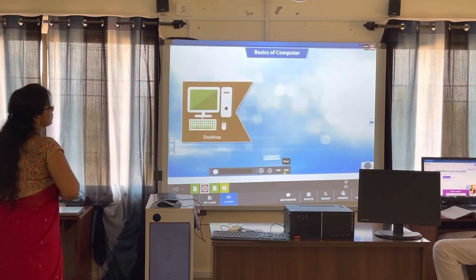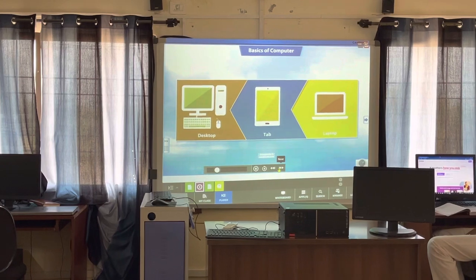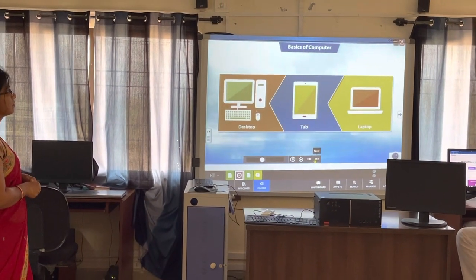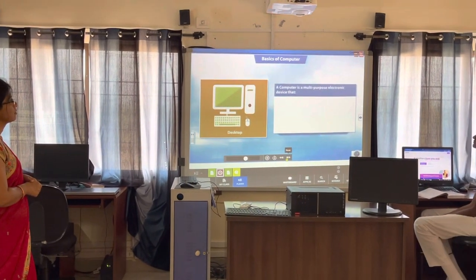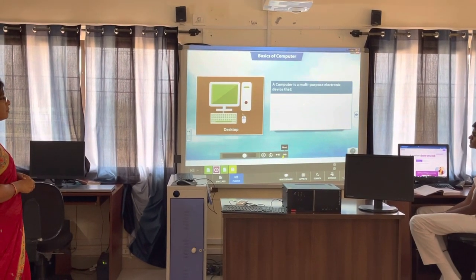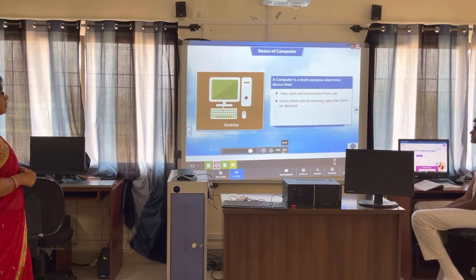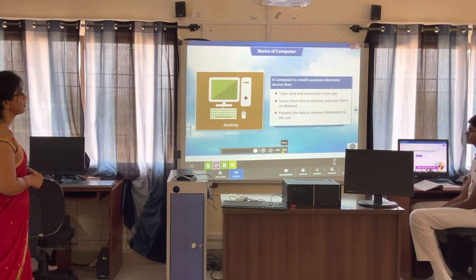You all have seen computers. Out of curiosity, you may want to know the basic parts and working of a computer. So let us start with understanding the basics of a computer. What is a computer? A computer is a multipurpose electronic machine that takes data and instructions from user, stores them into its memory, executes them on demand, and finally presents the relevant information to the user.